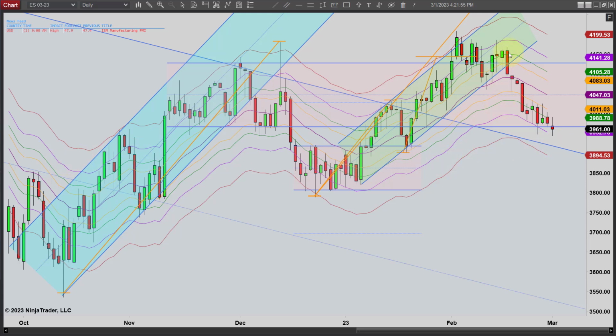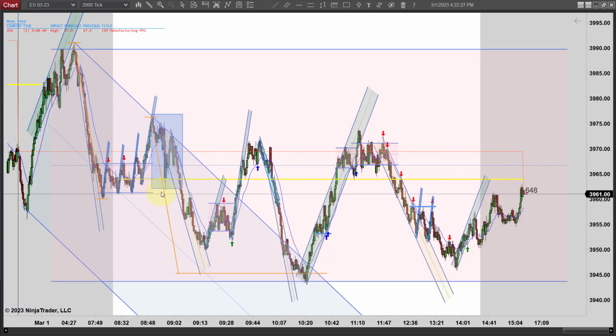But let's go ahead and flip over. The daily chart does pretty much mirror that. We closed down and closed much lower than yesterday, but we still closed way off the lows. So it just validates the type of day we'll see on the 2000 tick chart as well. Let's flip over there. And here's our 2000 tick chart.